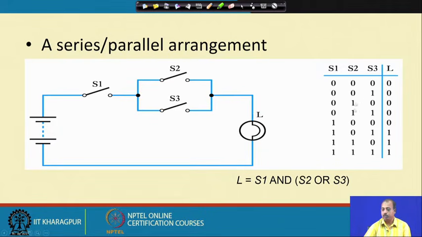Here also, if you look into the truth table, for L to be on, S1 must be equal to 1 and at least one of S2 and S3 should be equal to 1. Then only L is equal to 1. So, the overall operation of this lamp can be written as L equal to S1 and (S2 or S3). That captures the status of all three switches S1, S2, S3. This way we can represent operations on Boolean quantities by means of switches and some output.